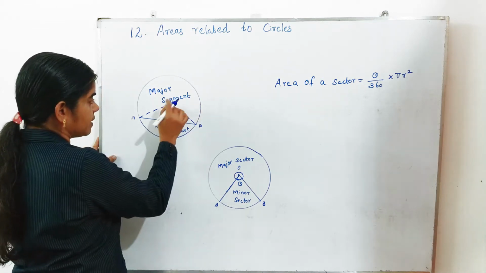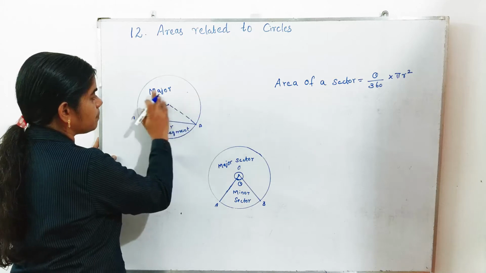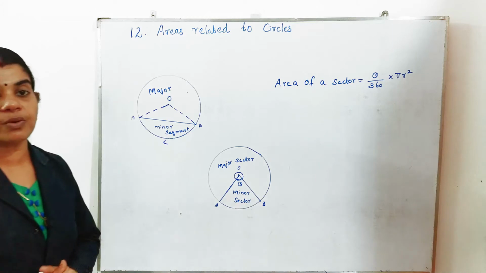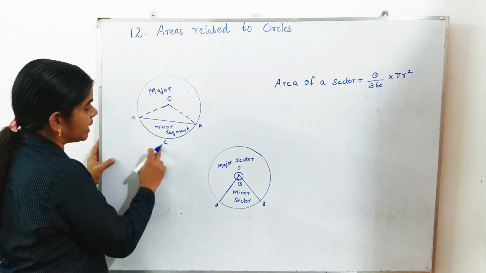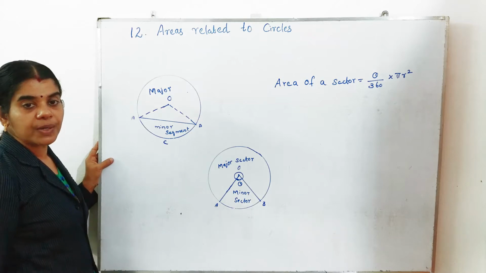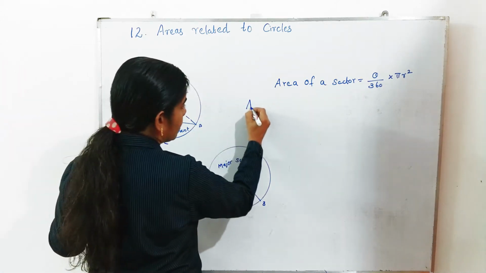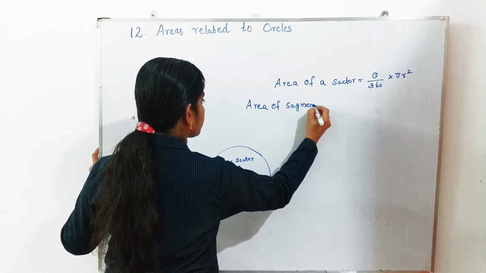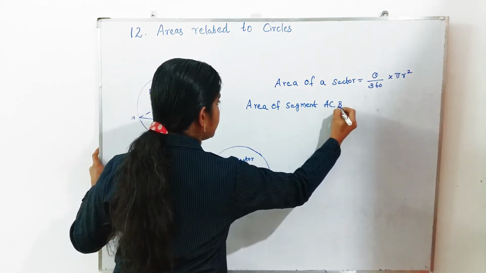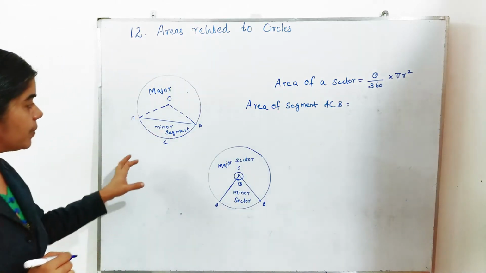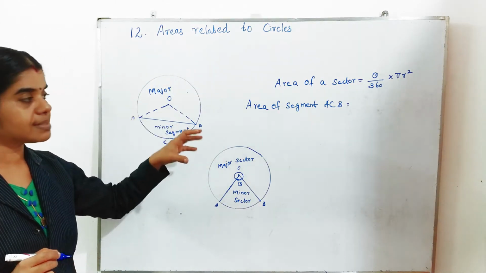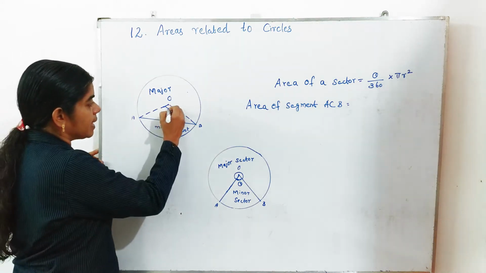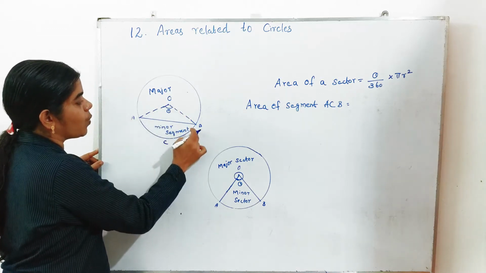Then I am joining this figure and I am marking here O also. Then how we can find out the segment of the circle? We want to find the area of the segment ACB. Then area of segment ACB equal to, what we will do? First we will find out the area of the sector. We know the formula. So we will find out the area of the sector AOB.